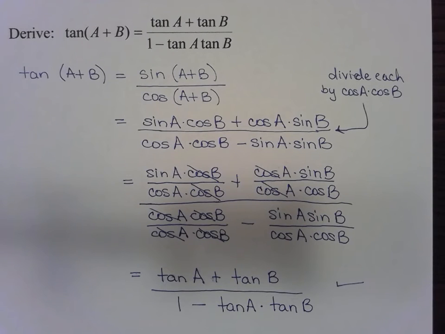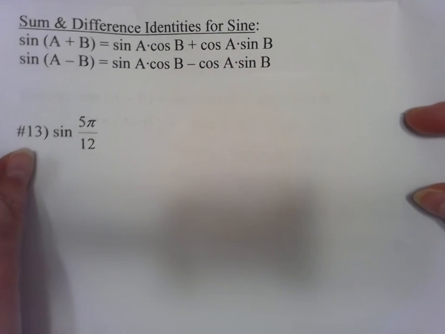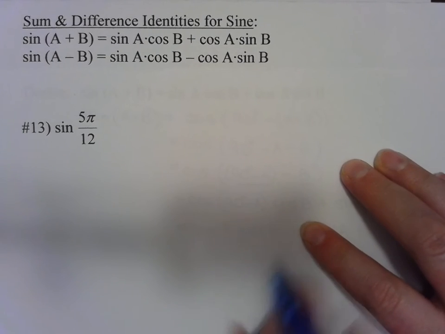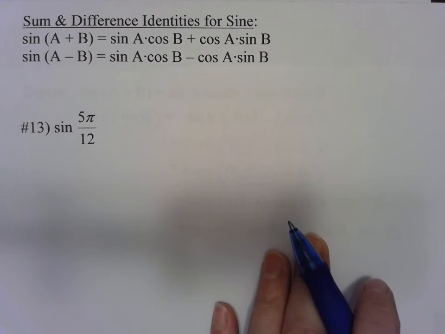All right. Well, it's really good practice for verifying identities. I chose just one more example to help you have a chance to use one of these identities to calculate. So let's do that next. This one comes from your book. So it's asking us to find the sine of 5 pi over 12.